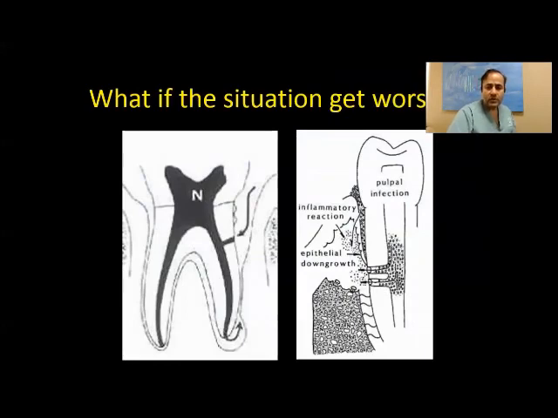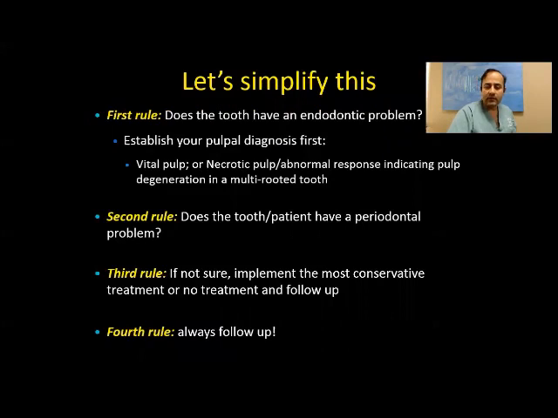So what if the situation gets worse? What if you have a necrosis of the pulp that is causing the inflammation and hence the clinical attachment loss of the periodontium, or the other way around, that we have the crestal bone loss, the periodontal bone loss, and establishing the endodontic lesion by way of communication through the dentinal tubules, through the lateral canal, or through the apical foramen.